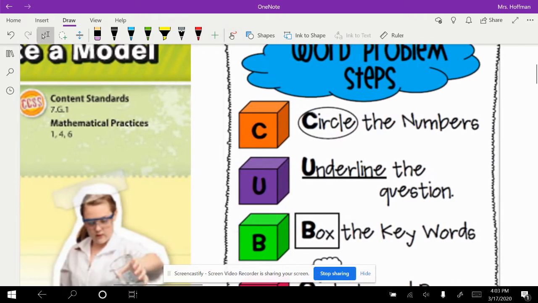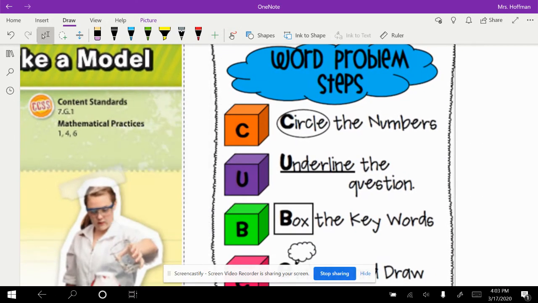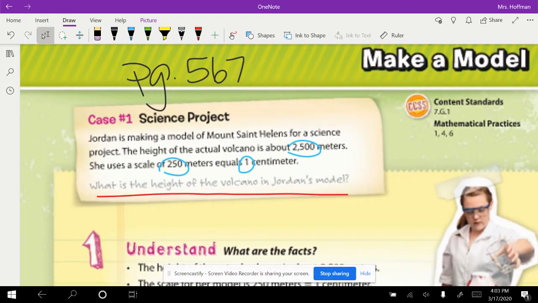Next, I want to know what the keywords are. Okay, that's going to be really important for understanding the problem. So let's go back and do that in green. Let's box all the keywords. Well, none of the first sentence makes a whole lot of sense for keywords. Okay, she's making a model, sure. Maybe model is a keyword. I don't think it really matters right now. So what I do need to do is figure out, well, we have an actual height of the volcano, and then I have a scale of the volcano. Okay, those are our 2 keywords. If you want to, we can also say that this is a model. Okay, we can go back to the model lesson.